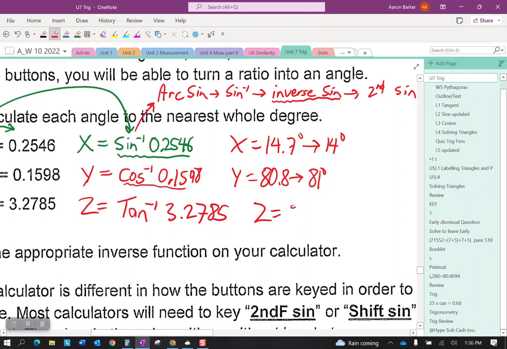73 degrees. Did you get 73 degrees? Did you need me? You good? Yeah, so probably the brackets, right? Gotcha.